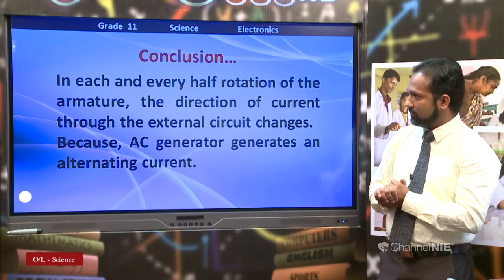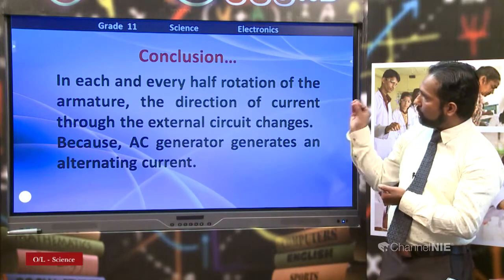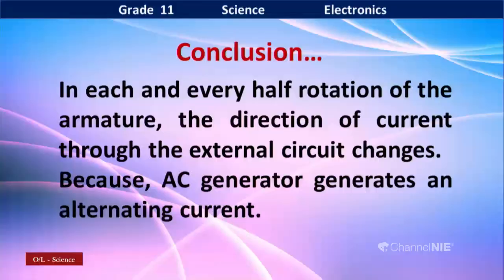Conclusion. In each and every half rotation of the armature or the coil, the direction of current through the external circuit changes because the AC generator generates an alternating current. I am going to show you a simple activity to demonstrate the alternating current.